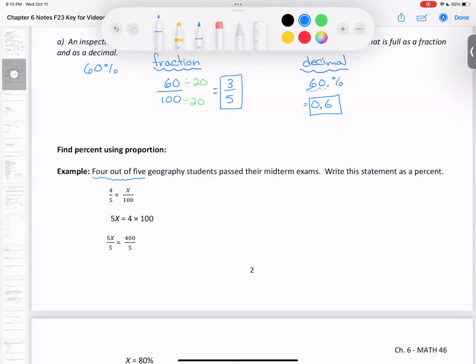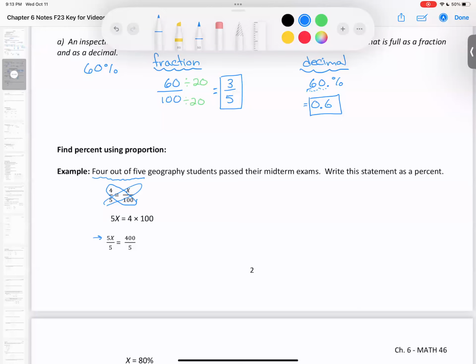This is very similar to, I think it was 5.4, where we're now solving for X. To solve for X here, we're going to do the cross product. So we get 5X equals 4 times 100. That's 5X equals 400. And then we want to isolate the X, just the X on its own.